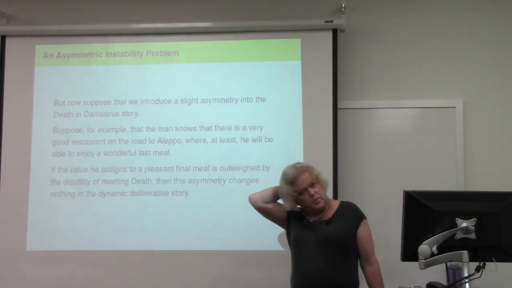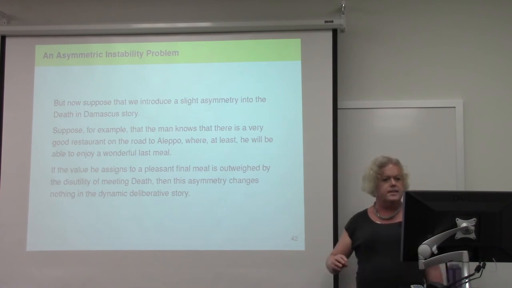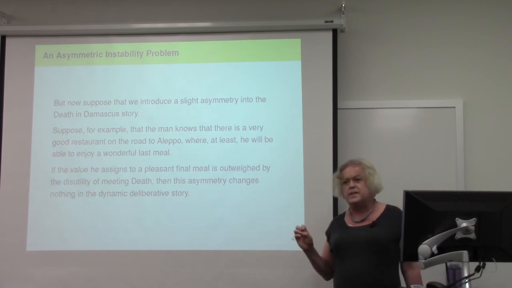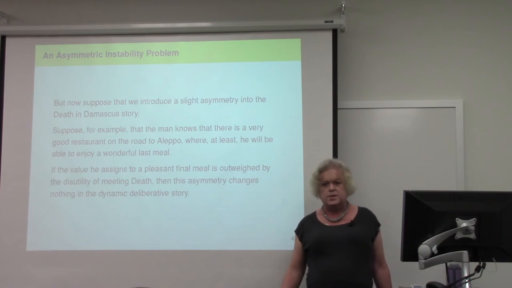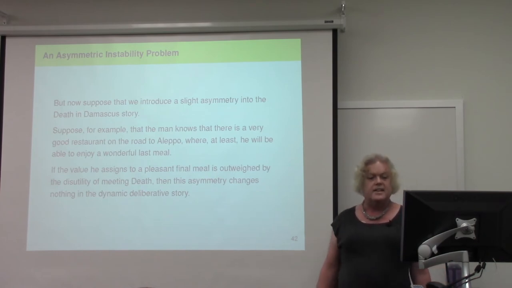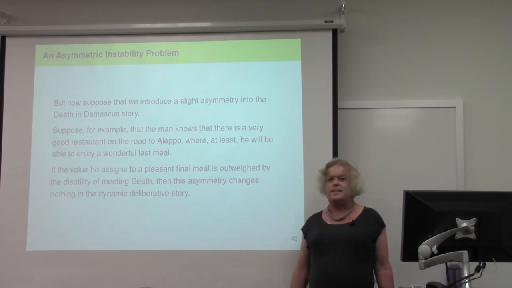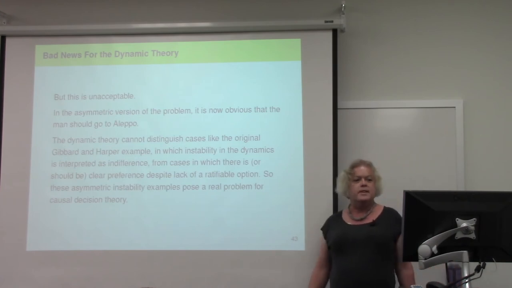But now this was the point that Weirich and Richter made, which Andy Egan reintroduced to the literature. Suppose we introduce a slight asymmetry into the story. Suppose the man knows that there's a good restaurant on the road to Aleppo where at least he'll be able to enjoy a wonderful last meal. The value he assigns to the pleasant meal is outweighed by the disutility of meeting death. This asymmetry changes nothing much in the deliberative dynamic story, but that's unacceptable. Because in the asymmetric version of the problem, it's now obvious that the man should go to Aleppo.